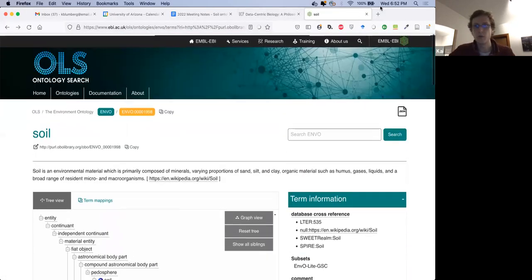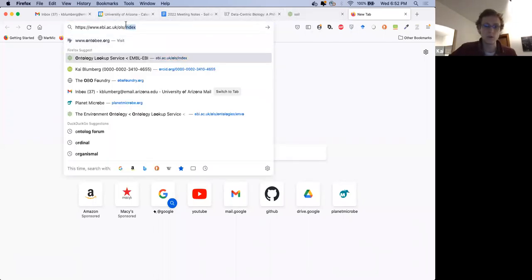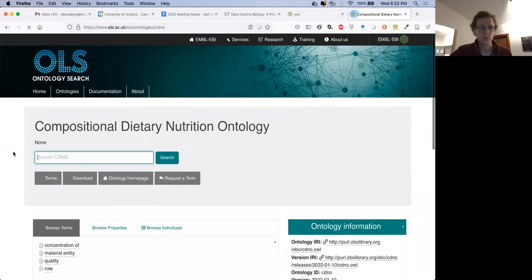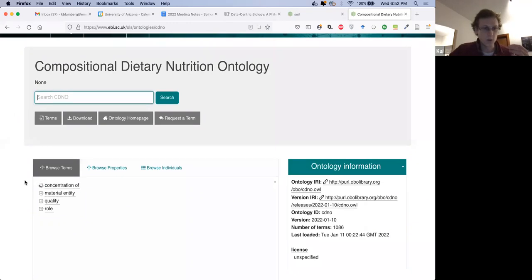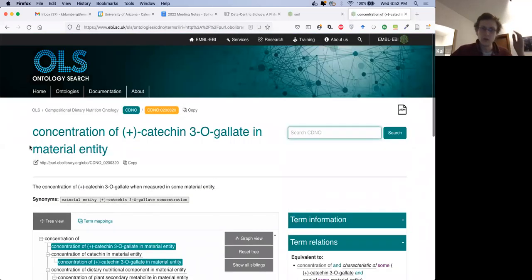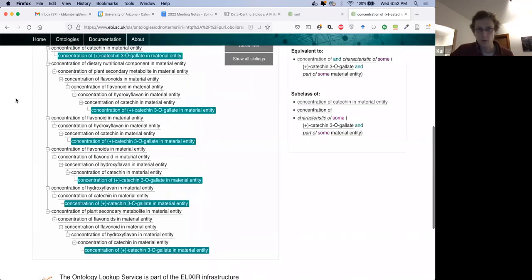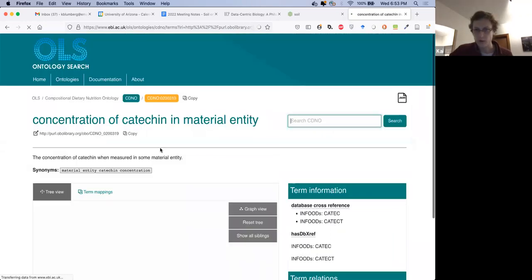I'll briefly show what we did with the crop ontology. We did that with USDA codes. Within our concentration terms, InFoods is, I believe, a European system, and USDA has their own systems. Anyway, you can see, let me just find an example. Within the compositional dietary nutrition ontology, sorry, I'm not sure if this example has one. I'll try to find an example that has, here we go.